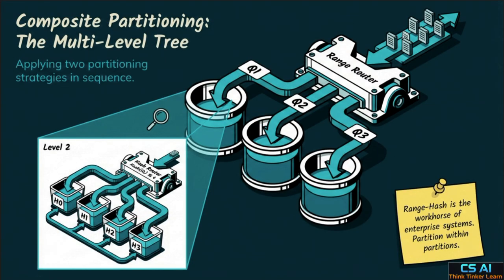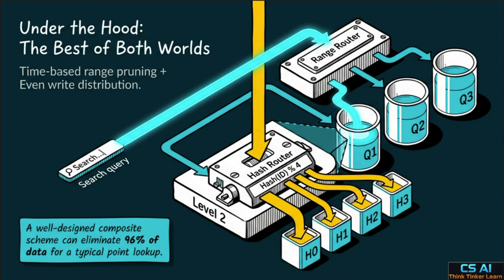To handle real-world complexity, we use composite partitioning, the multi-level tree. We apply two strategies in sequence, like partitioning by range at the top level and hash at the second level. This is the workhorse for enterprise systems, giving you the best of both worlds. Under the hood, the composite approach allows for time-based range pruning combined with uniform write distribution. A well-designed composite scheme can eliminate up to 96% of irrelevant data for a typical point lookup. You get efficiency and scale simultaneously.